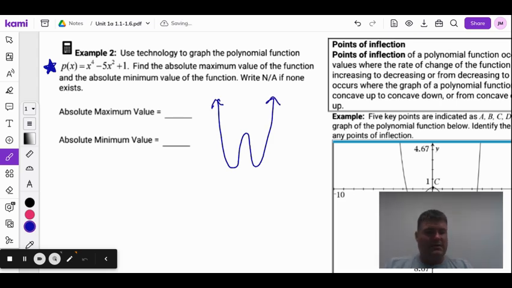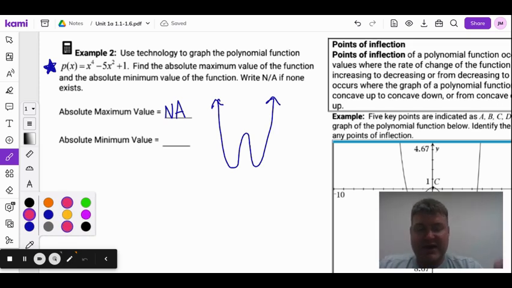Okay, so what we're going to do here is look for the absolute maximum together. Now, the way that I drew it, you should be able to tell that there is no absolute max. Why is that? Because this goes on infinitely above. So I'm going to put NA. And the directions do say that, which is kind of nice and convenient for us.